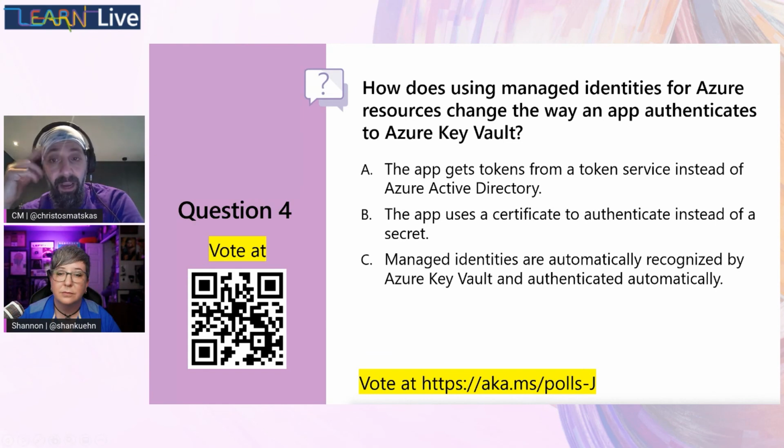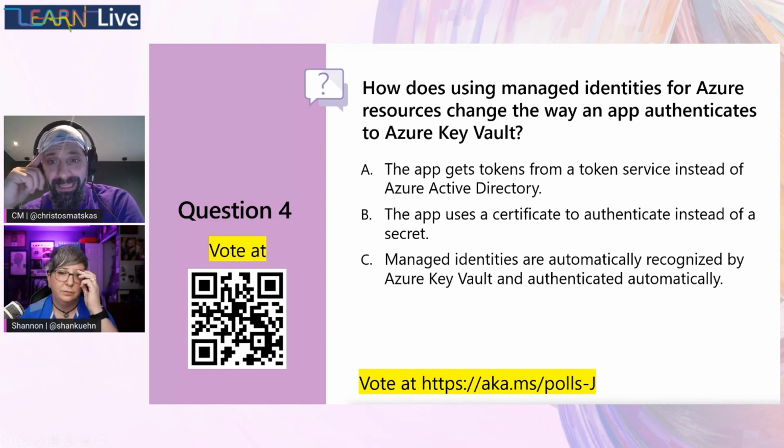Then C says managed identities are automatically recognized by Azure Key Vault and authenticated automatically. Again, no, they're not recognized. Although if there is a managed identity that has been configured for Key Vault, then Key Vault will recognize it. However, there is a step before that. So I would say C is not the answer.